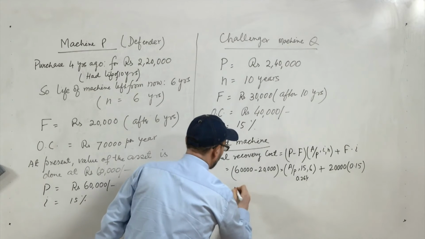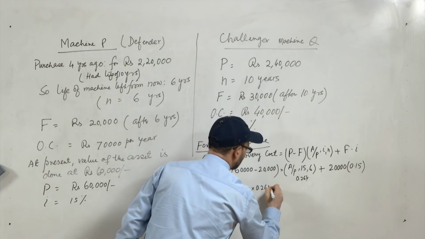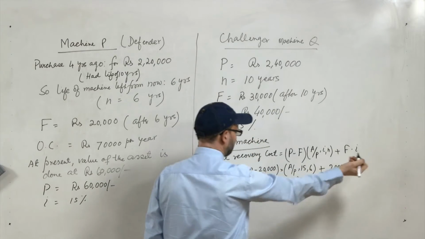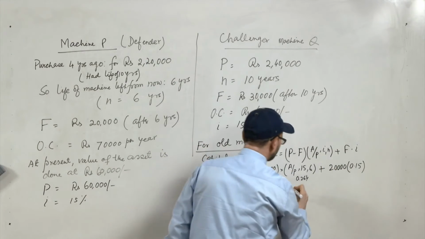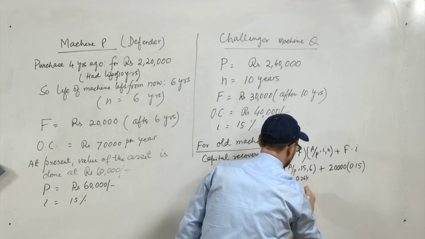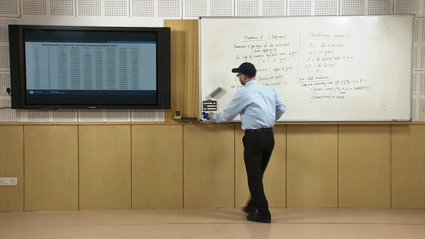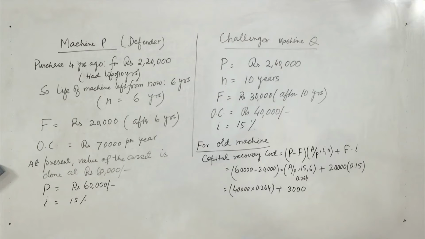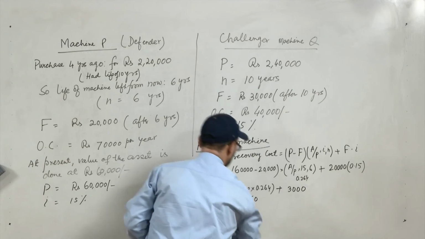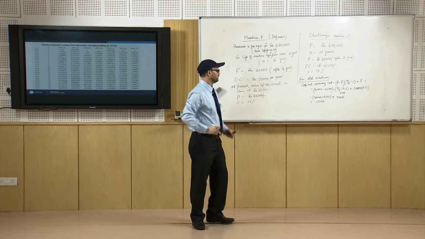So, it will be 40,000 multiplied by 0.264 plus 20,000 multiplied by 0.15, which is $3,000. So, that will be equal to 13,560. This is the capital recovery cost for the old machine.